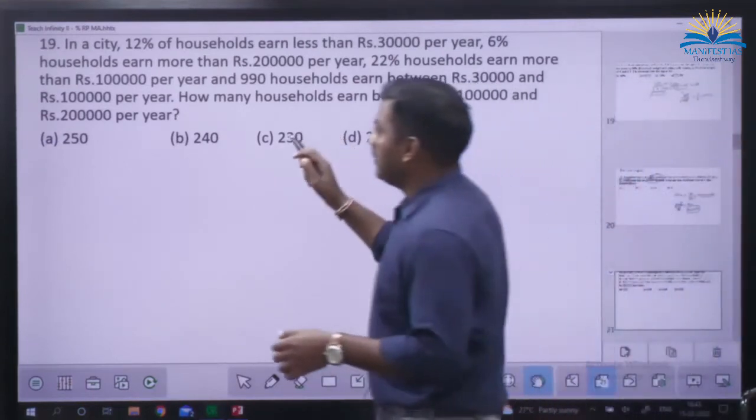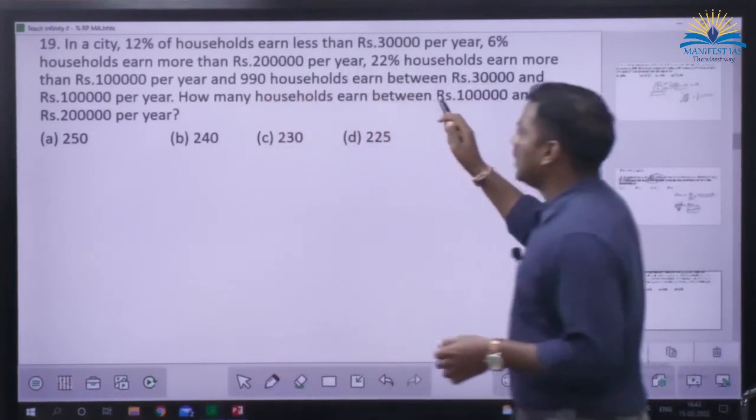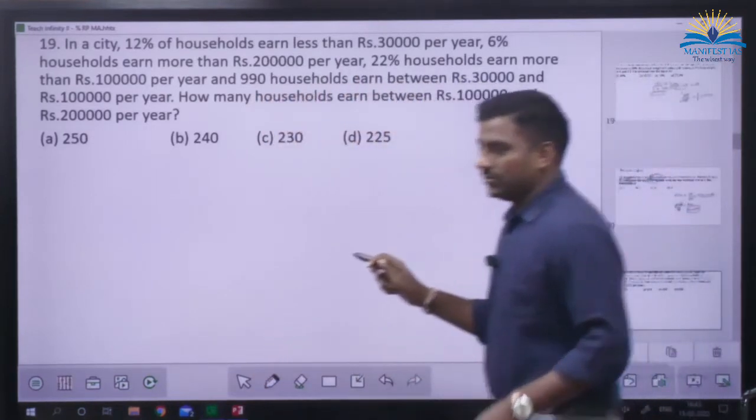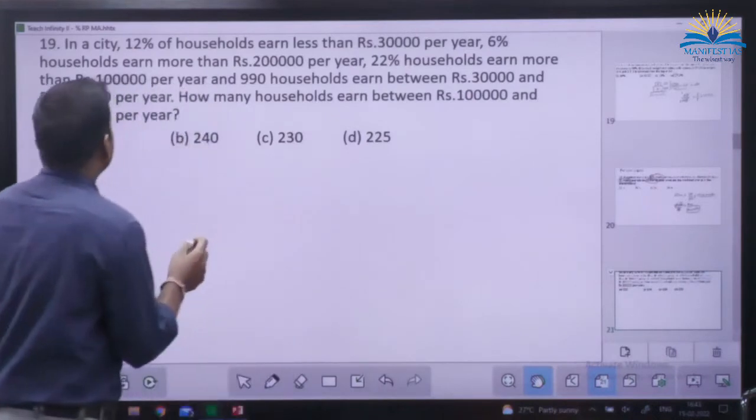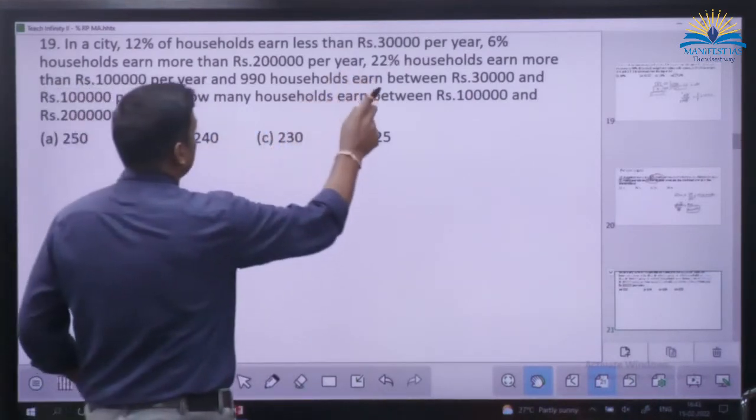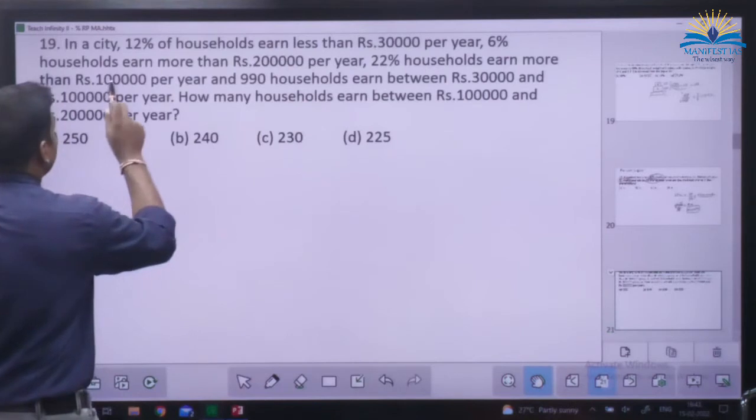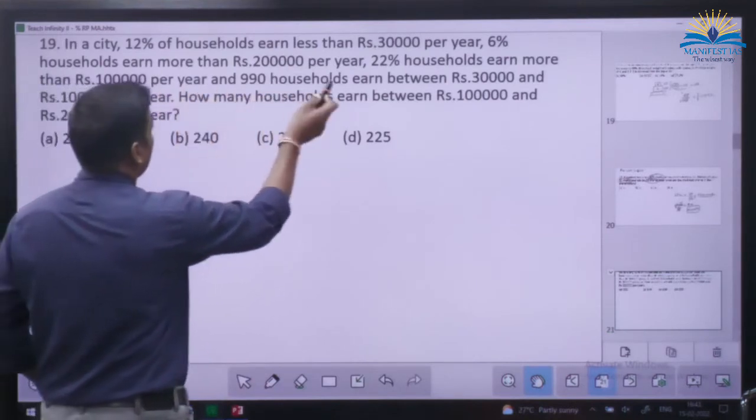Okay. In a city, 12% of households earn less than 30,000 per year. 6% of households earn more than 2 lakh per year.